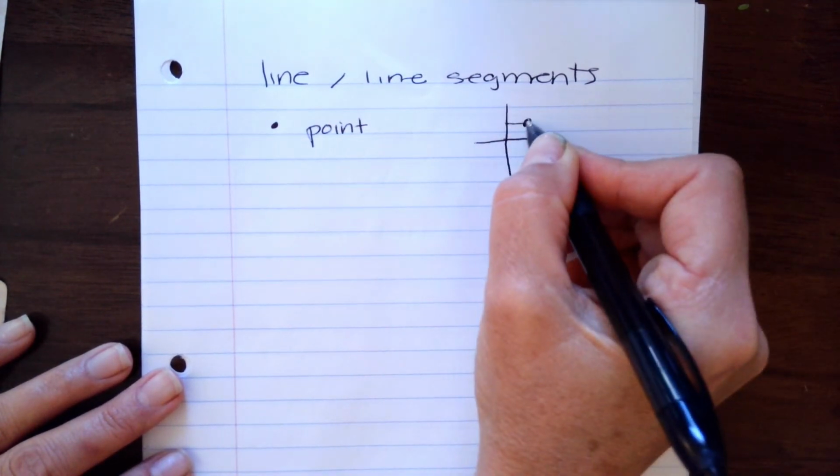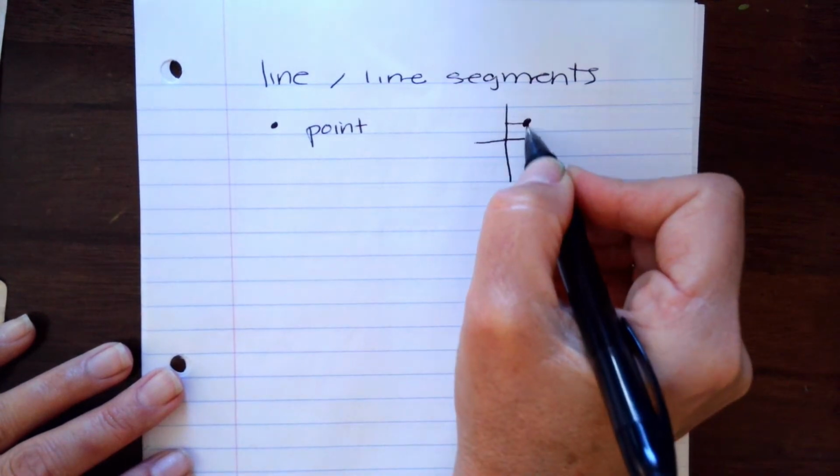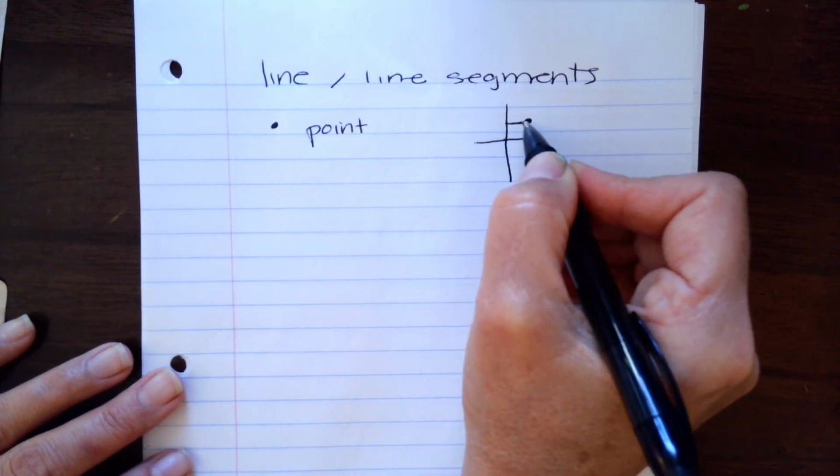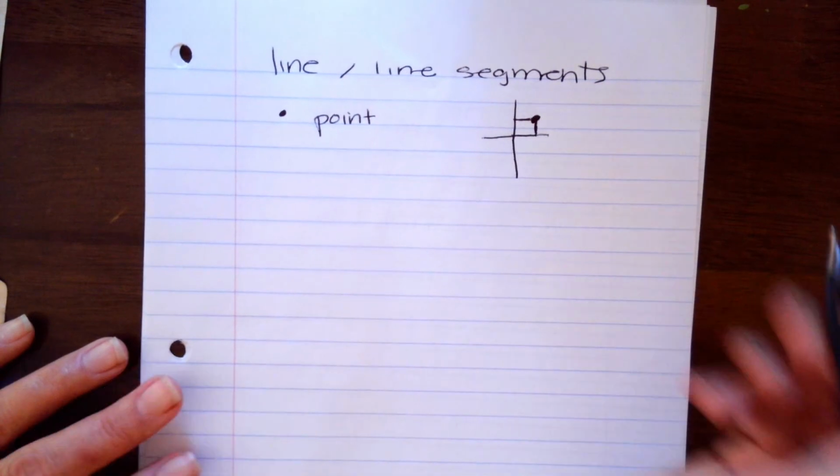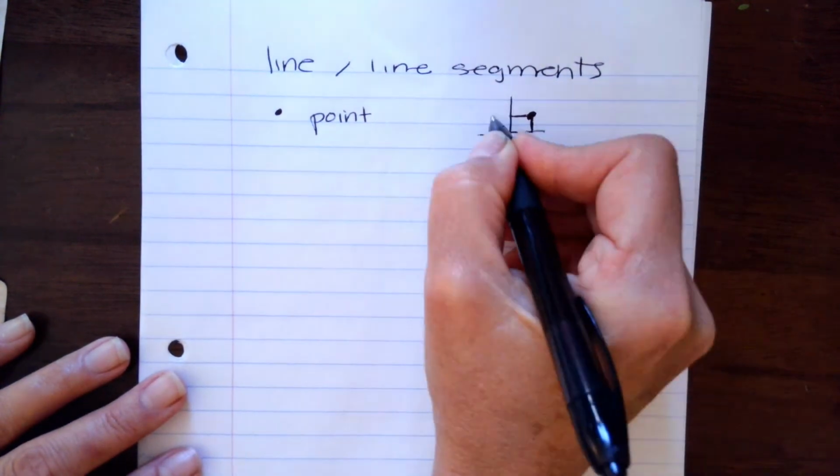So you're going to write something like that. And this is going to mean something here and this is going to mean something here, but we just show it as a point. So it's just going to look like this. Okay?